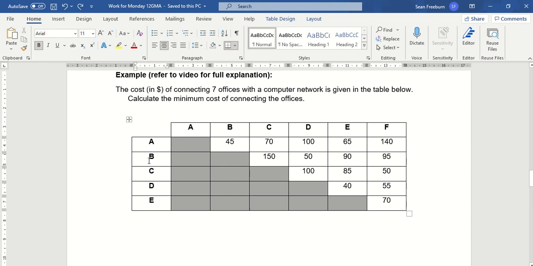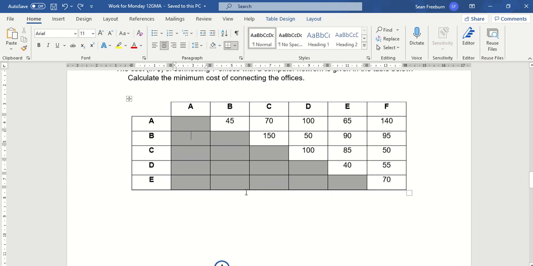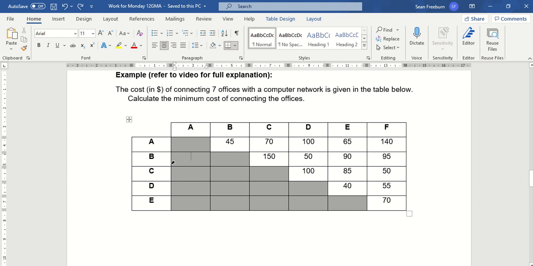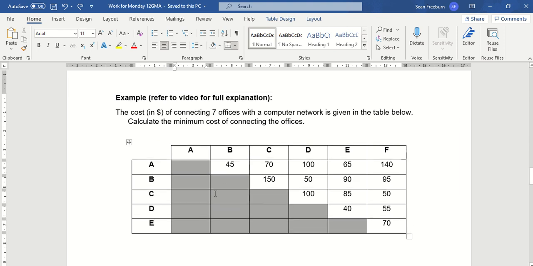Now, note how they're not listing any redundant connections. So what do I mean by that? Well, it says here A is connected to B, but it's not saying B is connected to A. Obviously, with computer cabling, the direction of the flow doesn't matter. So rather than just have 45, 45, 70, 70, they're just not writing it twice because that would be redundant. So B is definitely connected to A, C is definitely connected to A, D is definitely connected to A, as we can see up here. They just haven't bothered listing it twice. And there's nothing saying we can't do that.